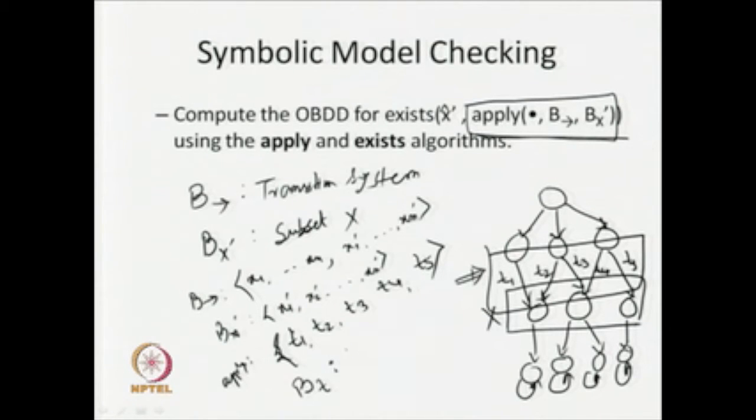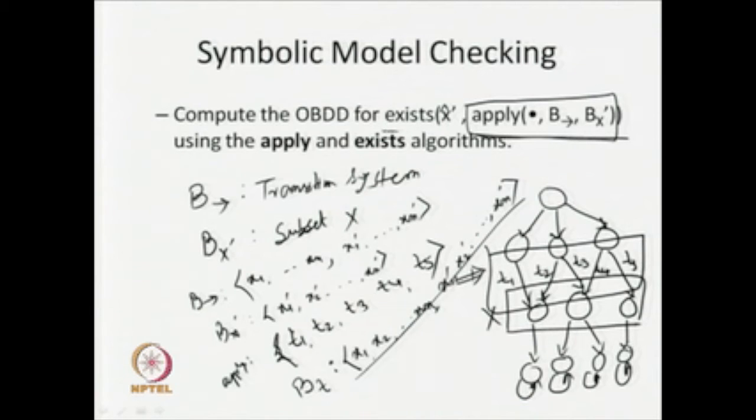So, this particular BDD is having all the variables x 1, x 2 to x n and their prime versions x 1 prime, x 2 prime, to x n prime. So, we are getting those particular transitions which are coming into this particular set X, and these transitions are represented by all those state variables along with the next state variables.